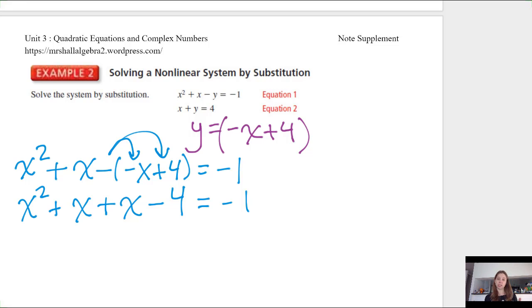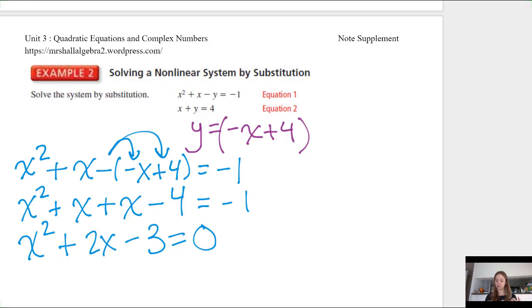So now I have an equation that's a quadratic equation. To solve this quadratic, I'm going to make one side equal 0 and use the zero product property. I'm pretty sure it's factorable. So I have x squared plus 2x minus 3 equals 0. Okay, so I have the quadratic in standard form.